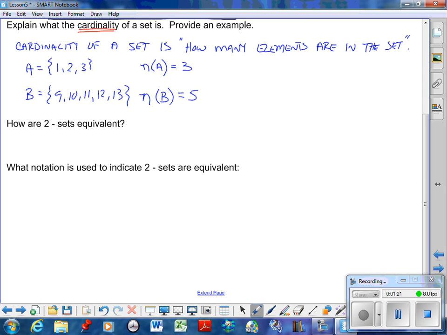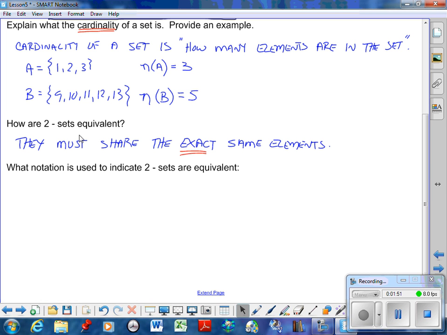How are two sets equivalent? Pretty straightforward. They must share the exact same elements. I don't know why I want to spell elements wrong all the time. It's crazy. Elements. Okay.